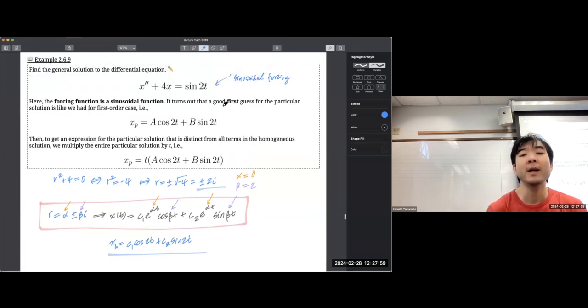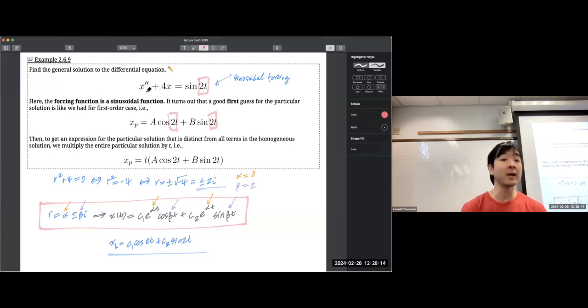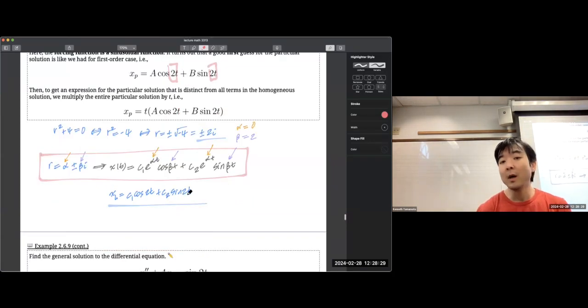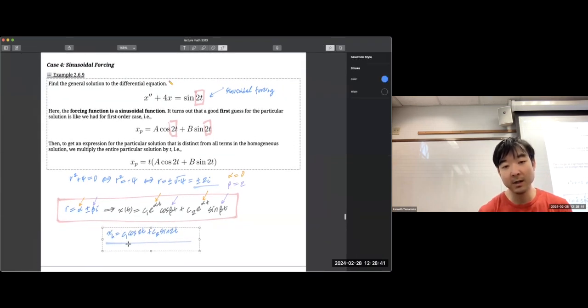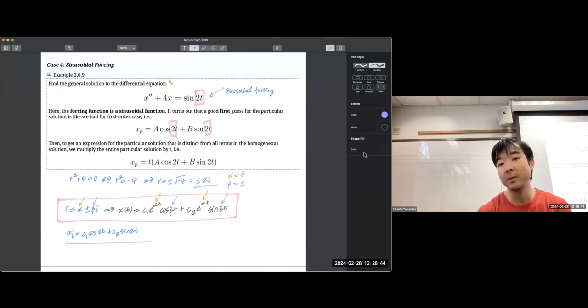I also point out that the trig function you use has to have the same argument. You need the 2t because if you're plugging this into the left-hand side, you need x double prime and x prime to potentially pop out cosine of 2t and sine of 2t. If you forgot the 2t, you'd have a bunch of cosine t and sine t terms on the left, and there's no way that's going to match sine of 2t on the right. So let me zoom out a little bit. This is our homogeneous solution. But looking at the right-hand side, our particular solution, like we wrote here, is a cosine of 2t plus b sine of 2t.